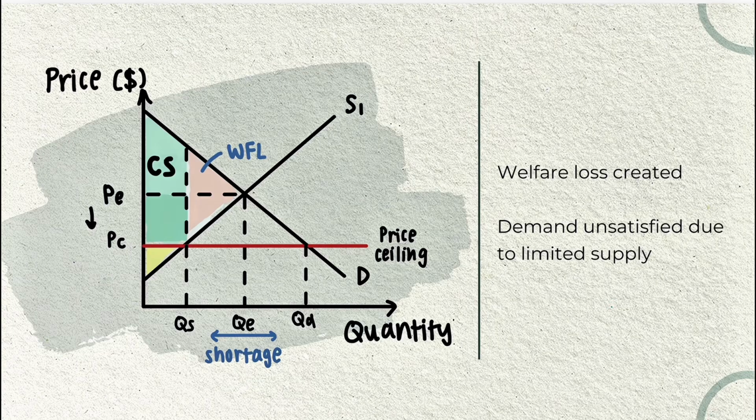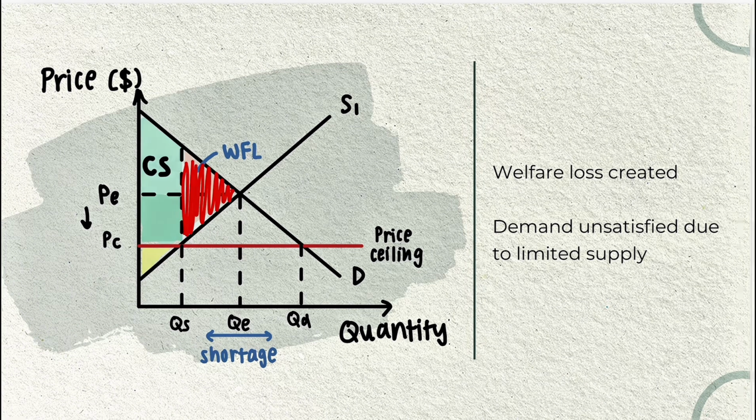And due to the price ceiling, we have now created a welfare loss, as we only have a limited supply at QS and demand unsatisfied due to the limited supply here. These were once upon a time mutually agreeable trades between buyers and sellers before the price ceiling, and after the price ceiling, these trades do not happen, which is the welfare loss.